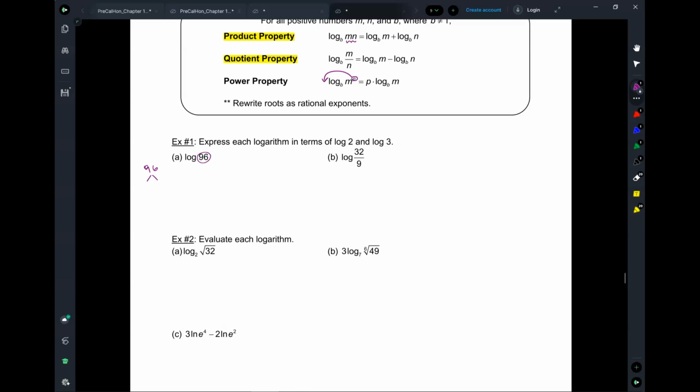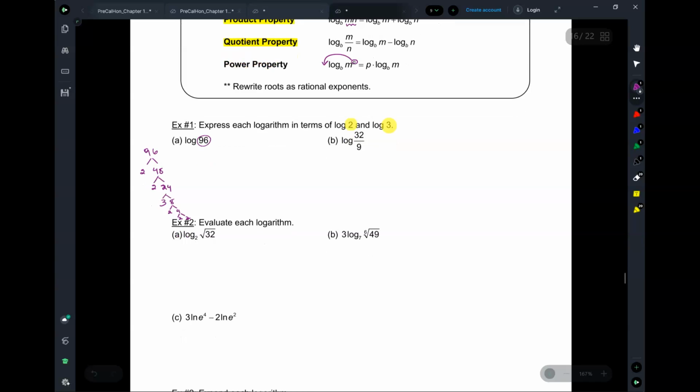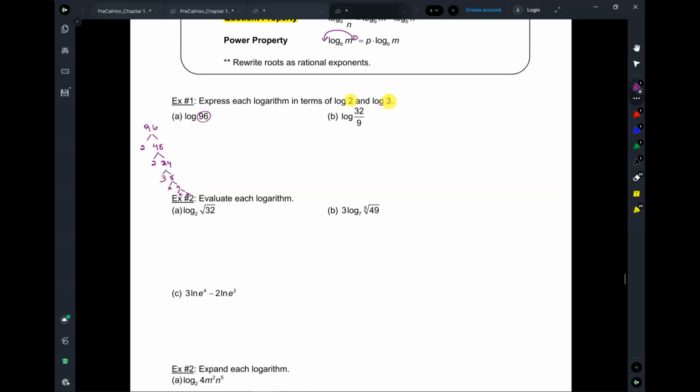If you divide by 2, what do you get? 48, right? And then if you divide by 2, 24. So if you're supposed to write them in terms of log of 2 and 3, you can only divide this by 2 or 3, okay? So divide by 3 this time, what do we get? 3 times 8, and then 2 times 4, and this is 2 and 2, right? I know, I should have started higher up. So what is this then?